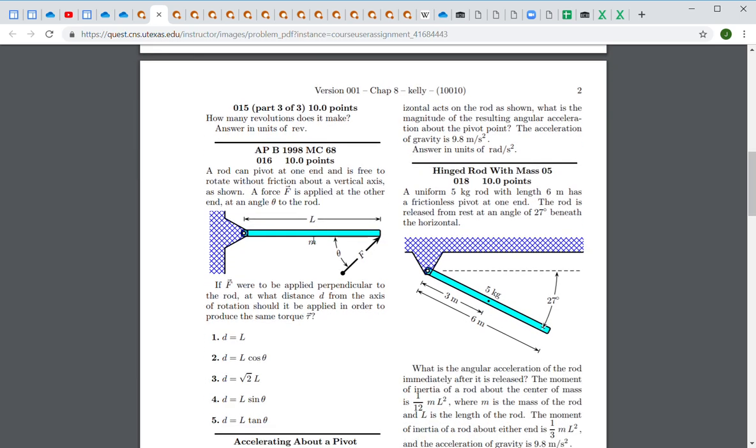Problem 16: a rod can pivot at one end and is free to rotate without friction about a vertical axis, as shown. So this rod kind of wants to fall with no other forces on it but gravity, right? A separate force is applied at the other end, pushing up and to the right, in the direction that might hold it aloft if it were just the right force.